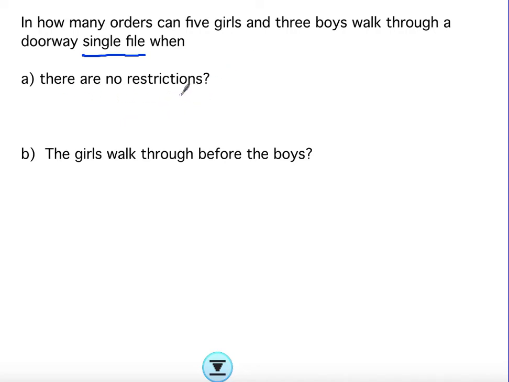Now, what if there's no restrictions? That means that it doesn't matter if girls are next to boys. That's what no restrictions means. So I have 5 girls, I have 3 boys. That's a total of 8 people. And I'm ordering 8 of those 8 people. So 8P8. Just like the last problem, 7P7. I've got 8 people, single file, walking through a door, no restrictions. That's going to be 40,320 ways.